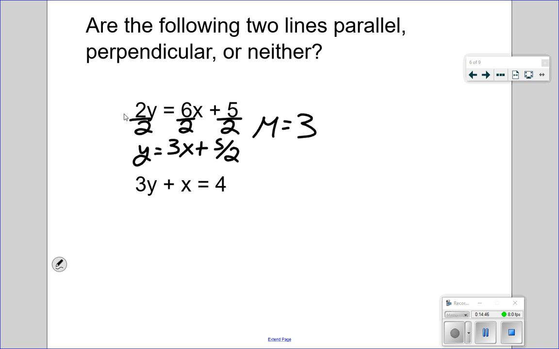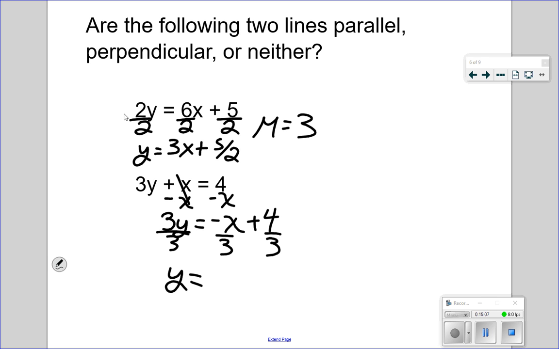I need to do something with the other one too. I need to isolate y. So to do that, I'm going to take away the x first. That gives me a -x plus 4. Or 4 minus x would be okay too. Then I need to divide everything by 3. So then what I have is y equals, and you can pretend there's an invisible 1 in front of this x. The slope right here is negative 1 over 3 when you divide 1 by 3.